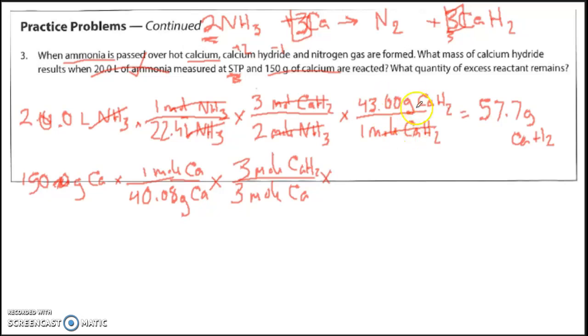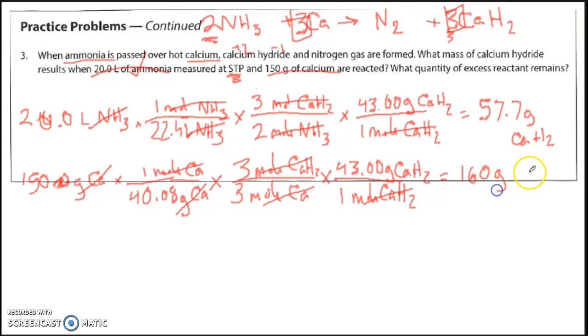And the exact same thing at the end of my problem because I need mass of calcium hydride. So I'm just going to rewrite what I did directly above. 43.00 grams calcium hydride. Okay, my grams calcium cancels, my moles calcium cancels, my moles calcium hydride cancels, leaving me with grams calcium hydride. 150 divided by 40.08 times 3 divided by 3 times 43, and that is going to give me a mass to two significant figures of 160 grams of calcium hydride.